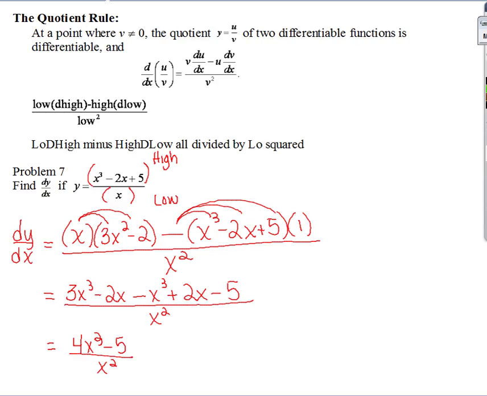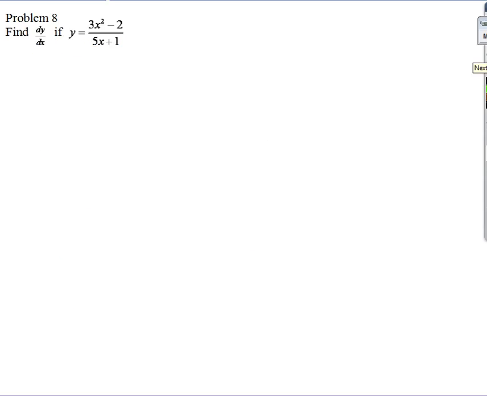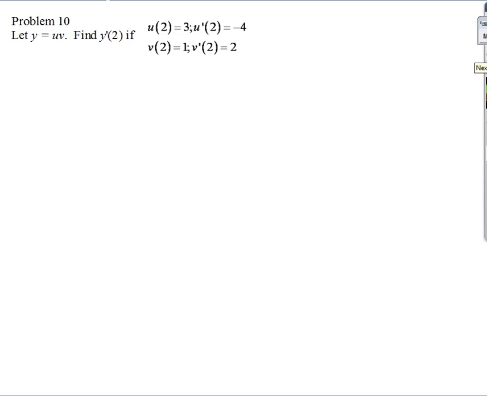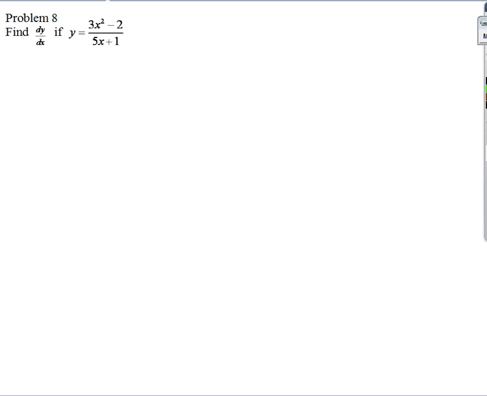So I would like you to try the quotient rule on problem number 8, and we will come back to class next week and talk about problem 9 and 10 that we have there. So problem 8 is part of your assignment. After that, you can stop with the notes.